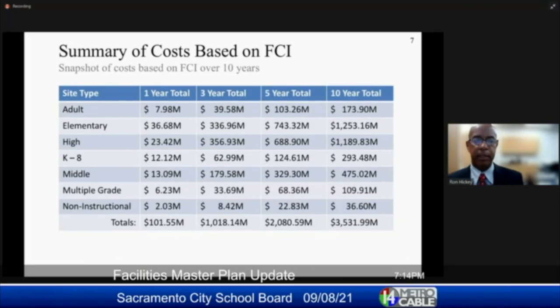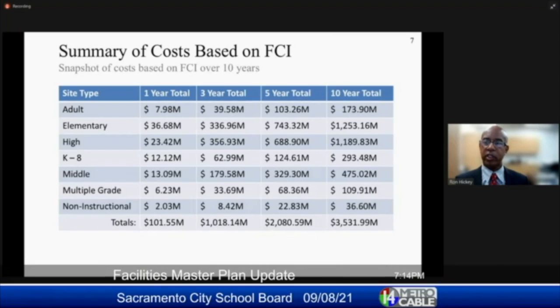So what DLR and the facilities master plan core group put together was an assessment of all 93 sites. And there's a grand total, you see, of $3.5 billion. And we have a bond of $750 million.